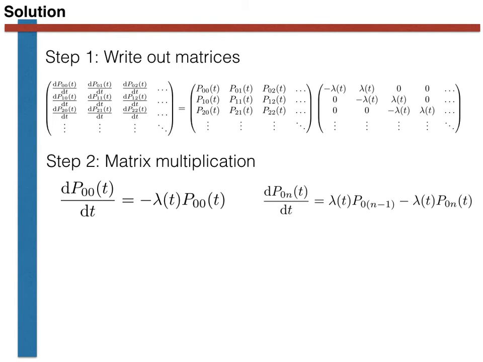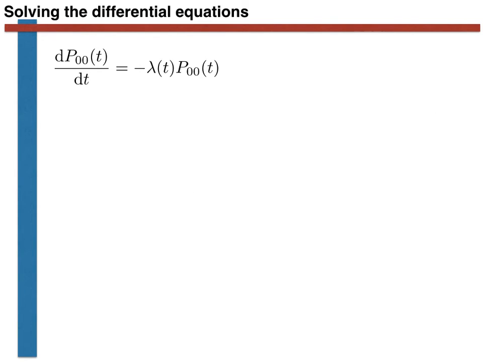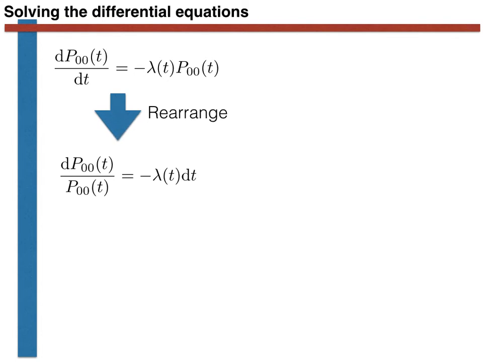Let's now turn to the solutions of these differential equations. We begin with the first one of these two equations. As we have seen with previous differential equations of this type, our strategy here is to begin by rearranging the equations so that all the terms in P00 of t are on the left-hand side and all the terms in t are on the right-hand side. We then integrate both sides.